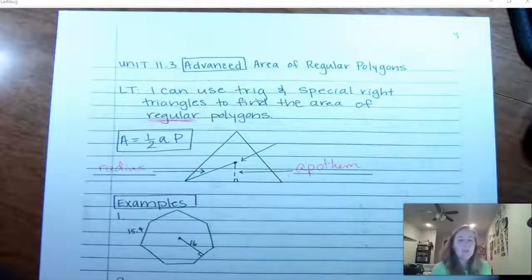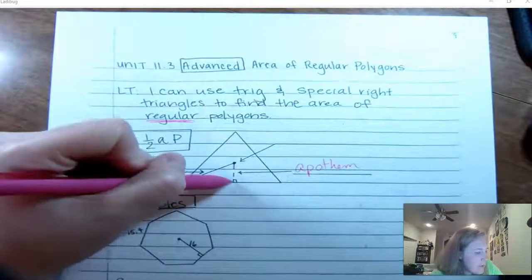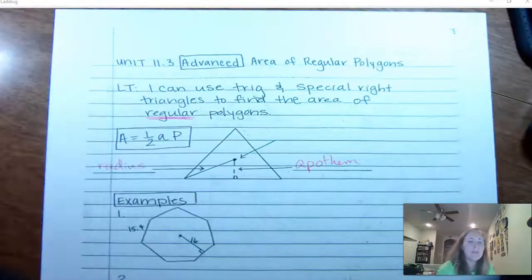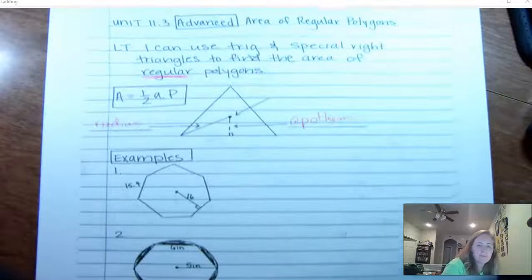So those are the two new things, and you will hear me say those words today. Just remember that the apothem goes from the center to the side, and the radius goes from the center to one of the vertices on the shape.